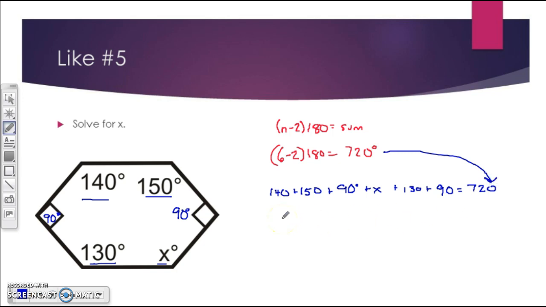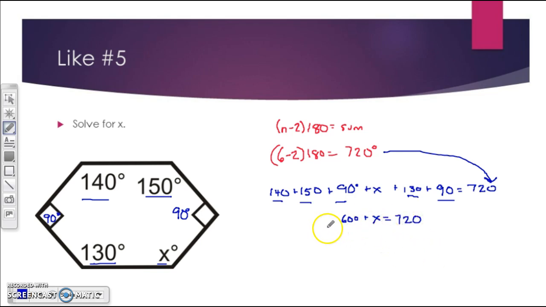All right, now I'm going to combine my like terms. Okay, so I'm going to add up 140, 150, 90, not x, because x is not a like term. Remember, like terms have to have the same variable with the same exponent. None of these have a variable or an exponent, so they are like terms. They're actually called constants since they don't have a variable. So I'm going to do 140 plus 150 plus 90 plus 130 plus 90 again in my calculator, and I get 600. So I've got 600 plus x equals 720.